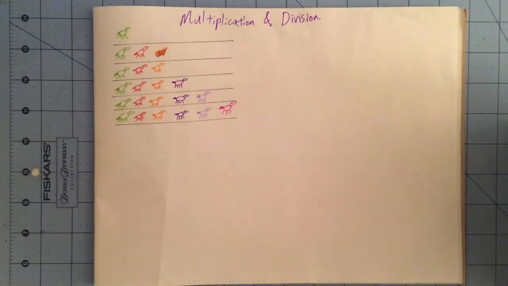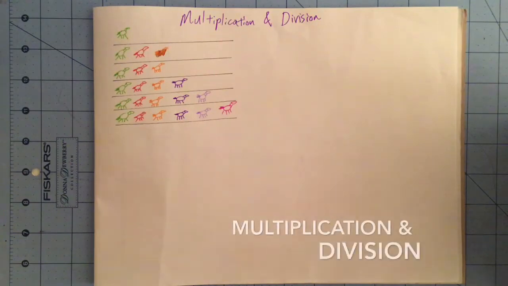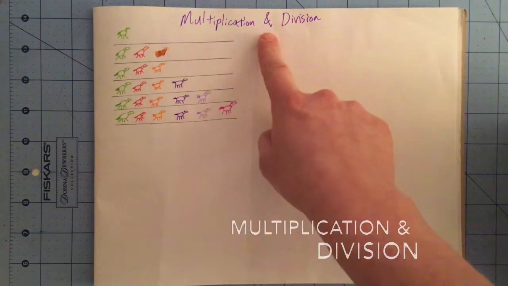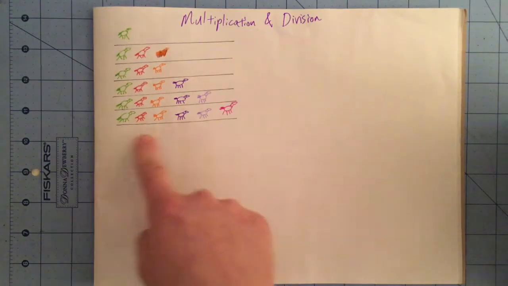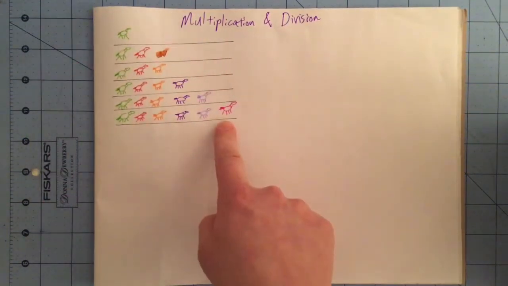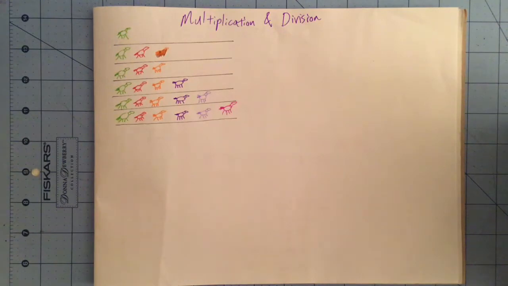All right, everybody, it's time for a math lesson about multiplication and division. Today we're going to be looking at multiplication through some horses. Those are horses.